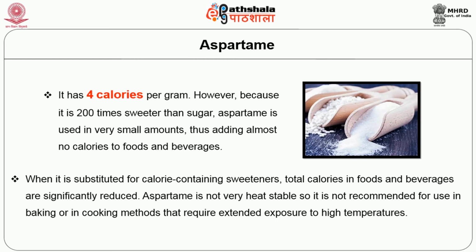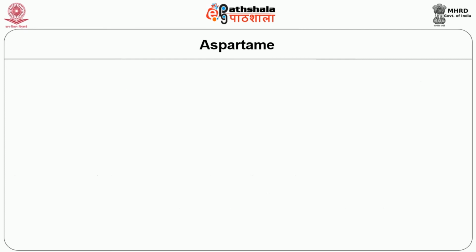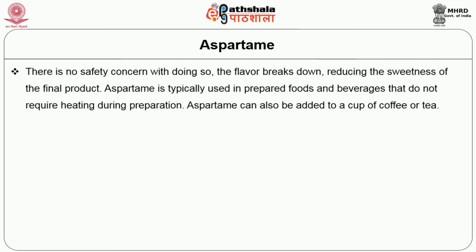And aspartame is not very heat stable. Therefore, it is not recommended for use in baking or any cooking methods that require extended exposure to higher temperatures. Although there is no safety concern with doing so, the flavor breaks down, reducing the sweetness of the final product, and aspartame is typically used in prepared foods and beverages that do not require heating during preparation. Aspartame can also be added to a cup of coffee or tea when it is ready.